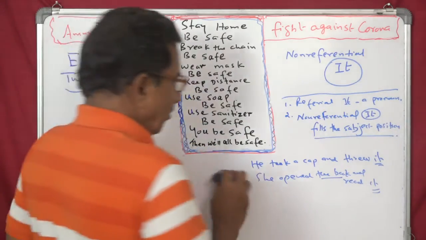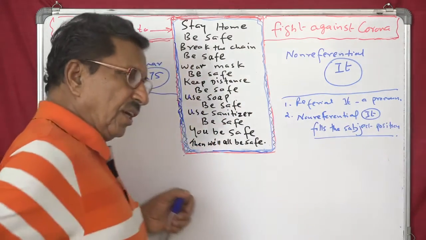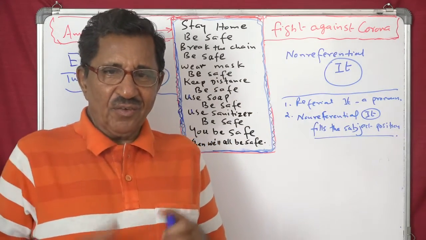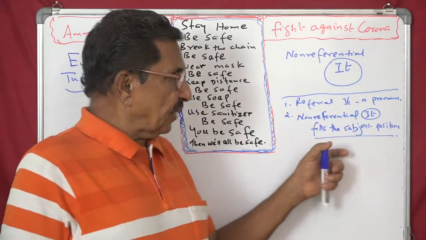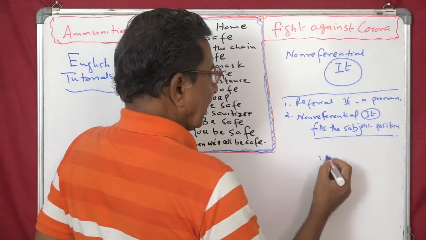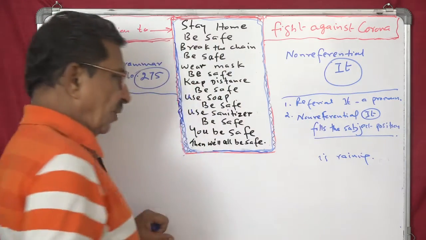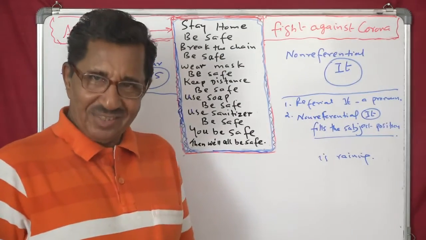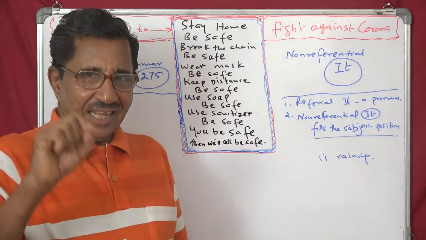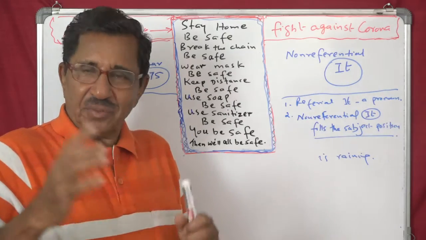Now let's see what is meant by non-referential it. The function of non-referential it is just a filler. It just fills, that's all. Filling the subject position. For example, raining, is raining. What do you say? Cloud is raining? Sky is raining? No. So there should be a subject, and that subject is it. It fills the subject position, that's all.